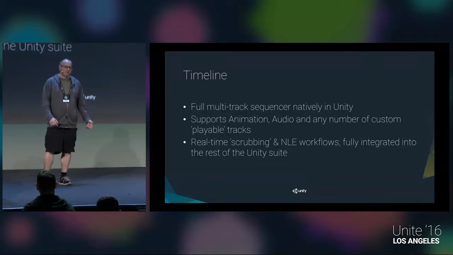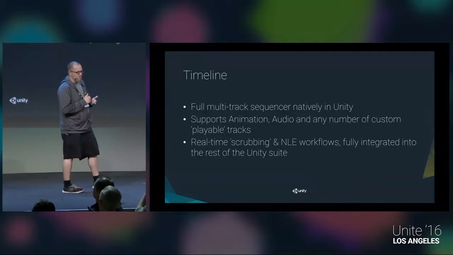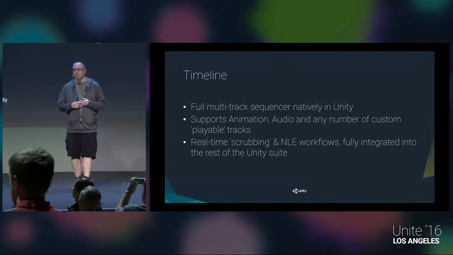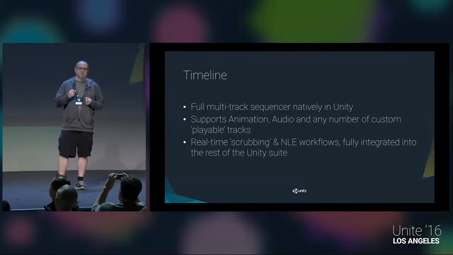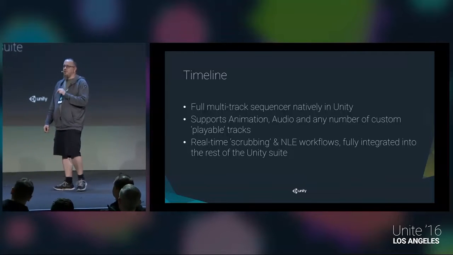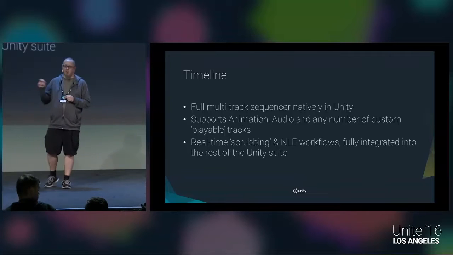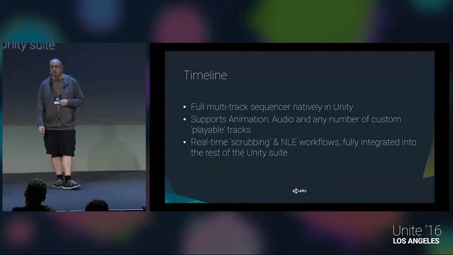So timeline itself adds full multi-track sequencing in Unity. It obviously supports animation, audio, any number of custom tracks. Gives you the traditional NLE workflow that you're used to, natively integrated into the Unity suite. That's sort of a big thing, is the fact that it talks to all the native Unity systems directly.